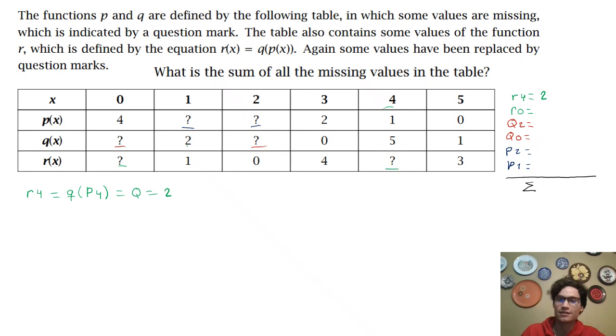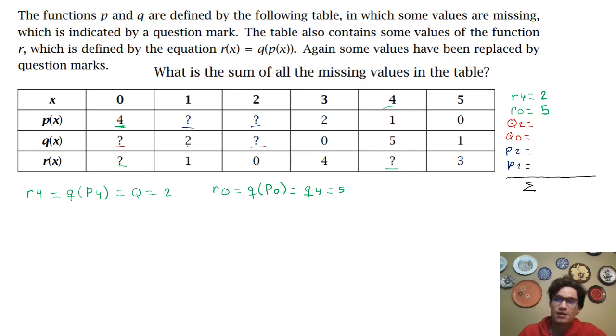We do exactly the same process to find R0. This will be equal to Q of P0. P0 is equal to 4. So this is equal to Q of 4. Q of 4 is equal to 5. This is our second missing number.